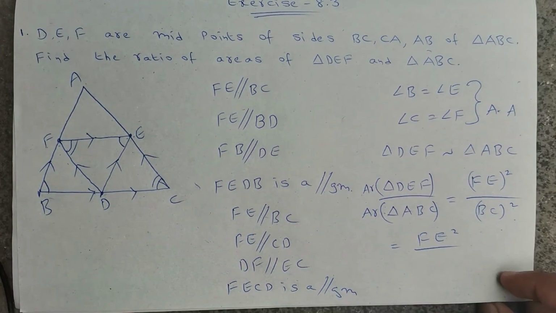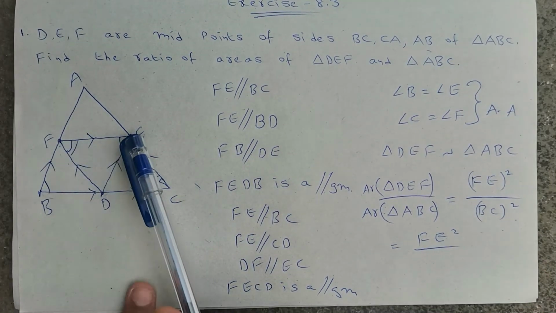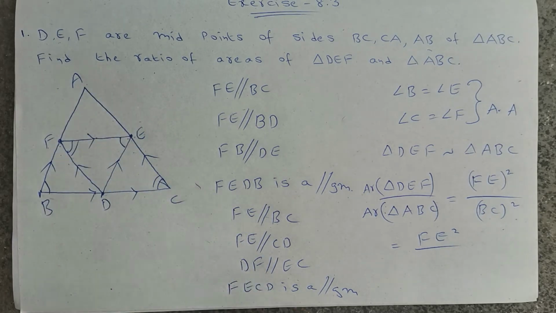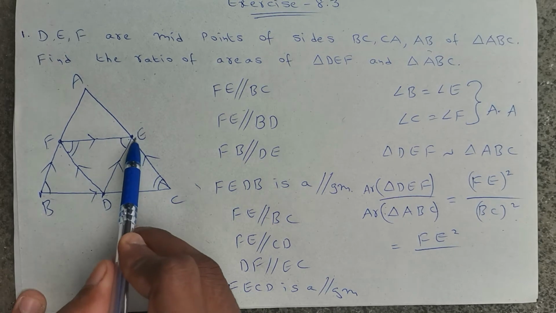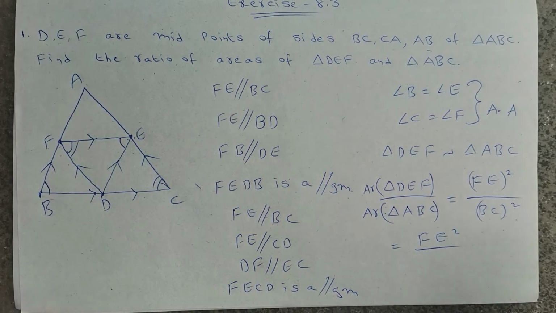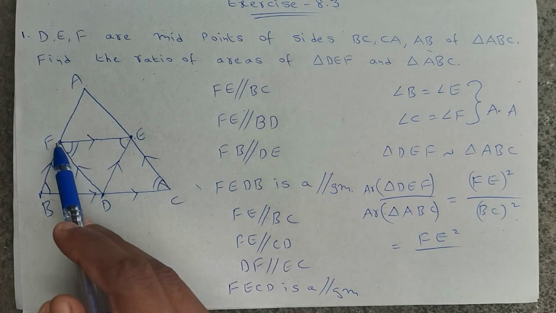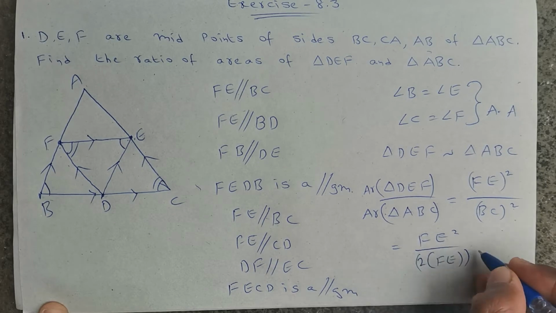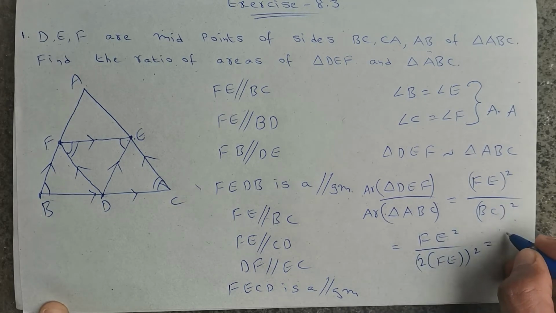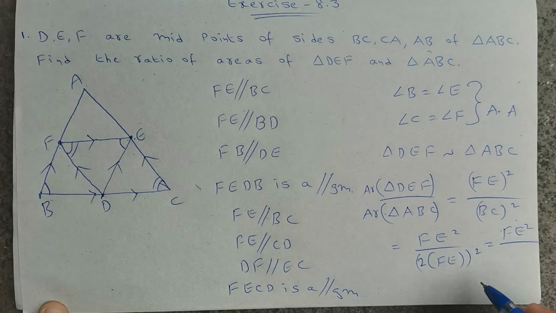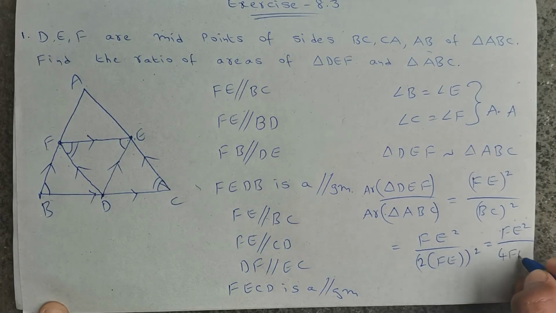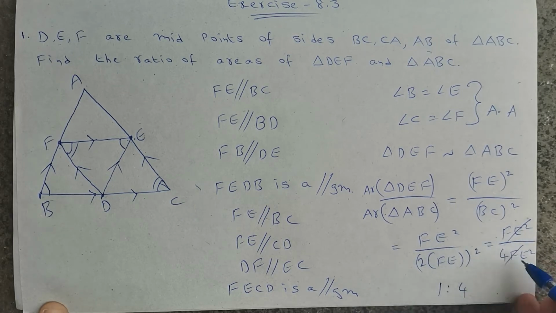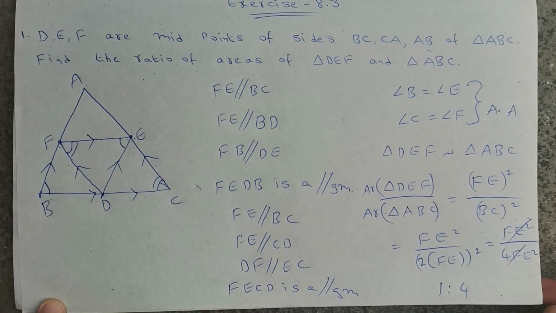In the question it is clearly mentioned that points F and E are the midpoints of the sides AB and AC. So FE is half of BC, or BC is double of FE. So it is (2 times FE) square, which is 4 times FE square. FE square cancels, so we remain with 1 divided by 4, that is 1:4.